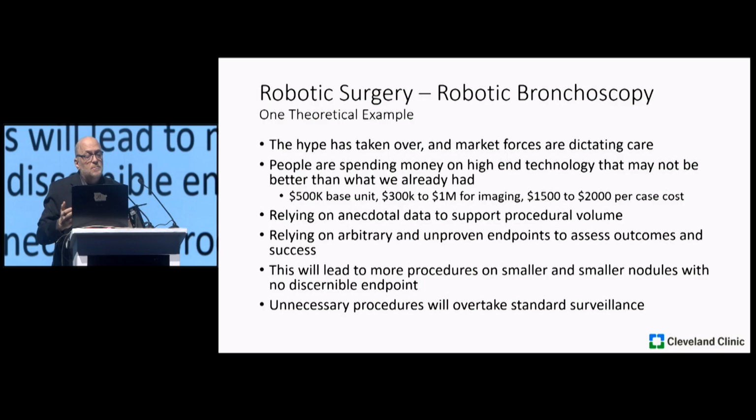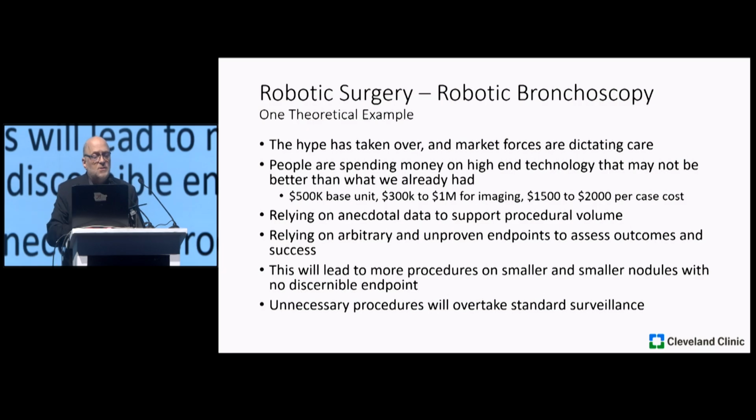So again, how do we apply that to robotic bronchoscopy, right? Which is the big sexy thing in the US right now and probably will be the big sexy thing in Europe and Asia over the next several years. That hype has sort of taken over, market forces are dictating care. People are spending a lot of money on high-end technology that may not be better than what we already had. And at least in the US, $500,000 for a base robotic system, $300,000 to $1 million, depending on what kind of imaging you want to use, $1,500 to $2,000 per case cost. I mean, these are staggering numbers when you think about it.